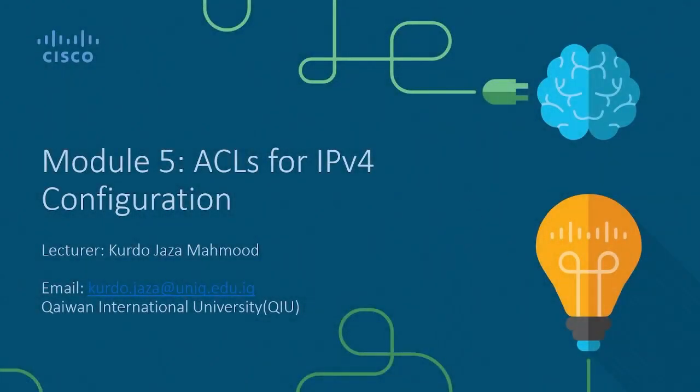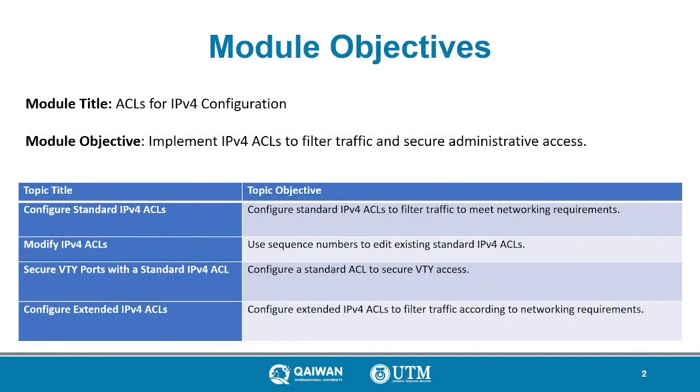Okay, hello everyone. I'll explain for you Module 5, which is access list for IPv4 configuration. The module objective would be implementing IPv4 access lists to filter traffic and secure administrative access. So first of all, we will try to configure standard IPv4 access lists.